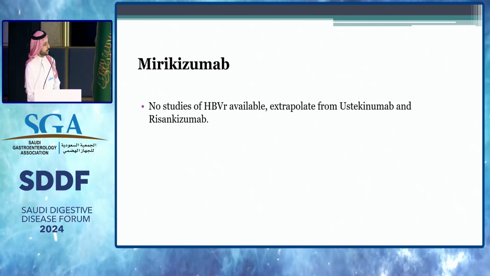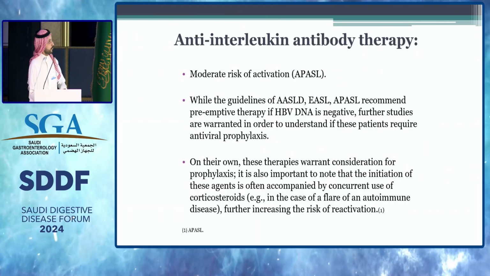For mirikizumab, I did not find actually any studies for reactivation of Hep B. However, you can extrapolate from mirikizumab and ustekinumab given the similar mechanism of action. Anti-interleukin therapy as a group is considered moderate risk of reactivation by APASL. While these guidelines, whether it's EASL, APASL, or AASLD, recommend preemptive therapy if DNA is undetected, further studies are warranted, especially for the newer medications with no long track records of HBV reactivation monitoring.